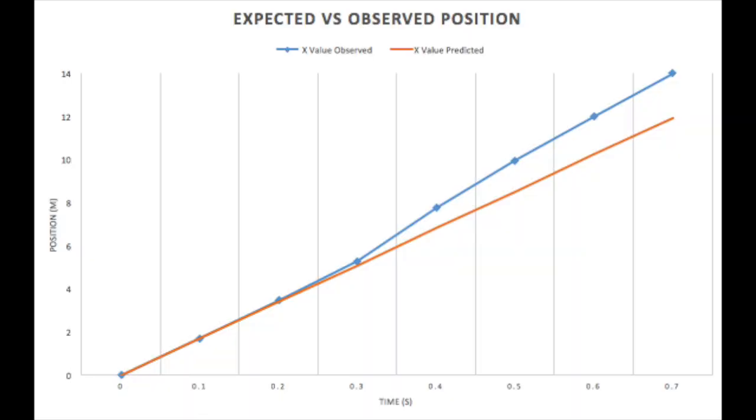And as you can see here on the graph, that compares the expected versus observed position of the car at a constant velocity. It should follow the orange line on the graph at 1.7 meters per second. However, the blue line is what I observed from Tracker.